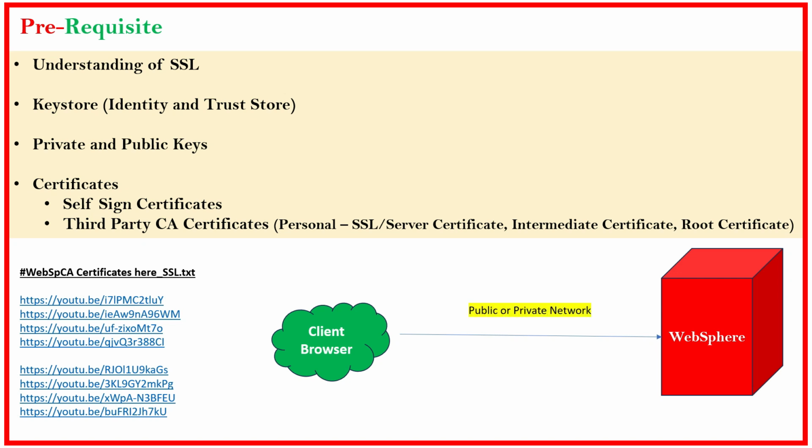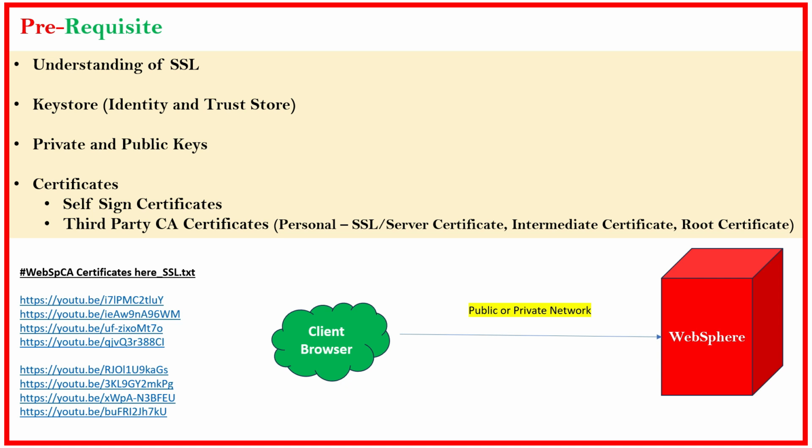So the connection between your client browser and the WebSphere can be a public network or a private network. Public, maybe you have a web application which is deployed in your WebSphere, for example, an e-commerce website, and you have multiple clients accessing your application over the network. That could be a public network, because the clients are using their own public networks, and they are trying to access your application which is deployed in your data center.